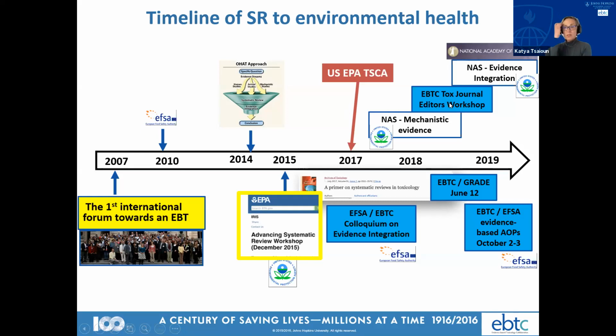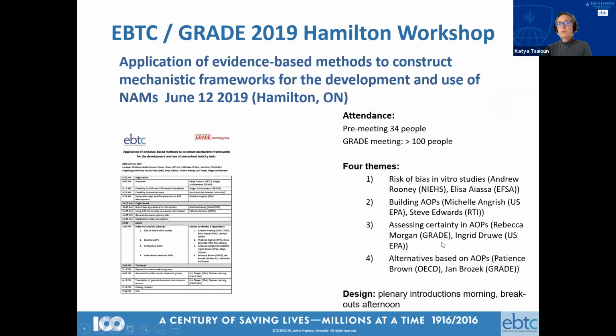So last year, there were a few workshops that EBTC convened, which is the Toxicology Journal Editors Workshop, working on a consensus statement on systematic reviews. And the two other workshops that are directly related to today's topic are the one that convened in Hamilton last year, preceding the annual GRADE Working Group meeting, where we had 34 people participating, and then in small group discussion, over 100 people participating in the main GRADE meeting.